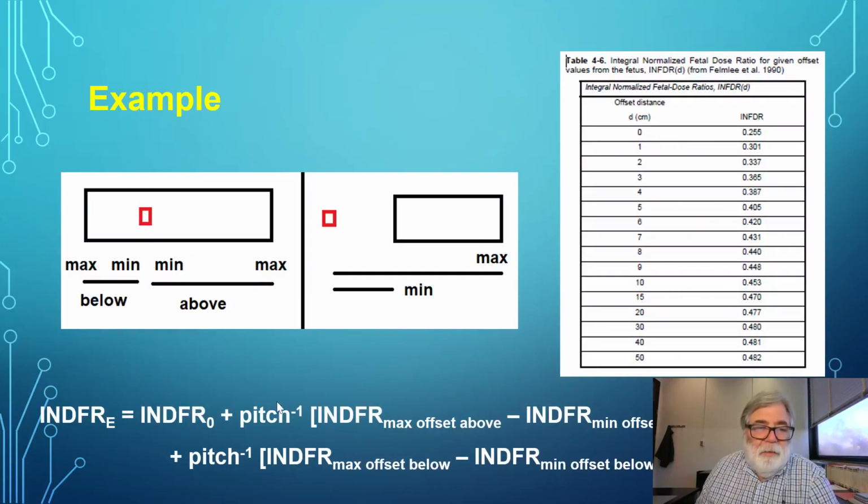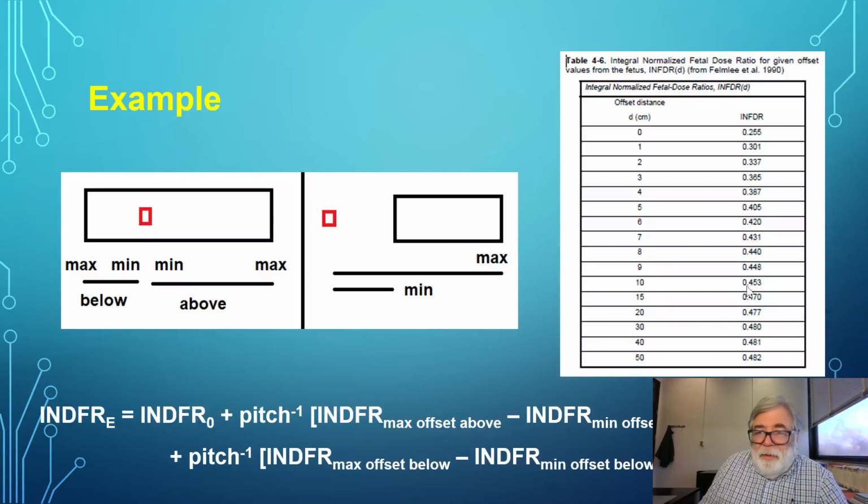Now, this complicated formula: INFDR0 is the scan that goes through the fetus. For the other portions, we look at above and below the patient, inferior and superior to the patient, and we look at what's the maximum distance to the scan and what's the minimum distance to the scan. So if the fetus is in the beam, this block represents all of the slices that are in the scan. From 1 centimeter, INFDR1 is the minimum offset, 1 centimeter is the minimum offset. We go out to the maximum distance, let's say it's 10 centimeters.